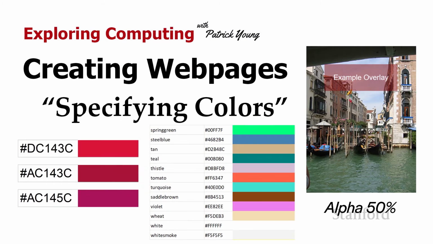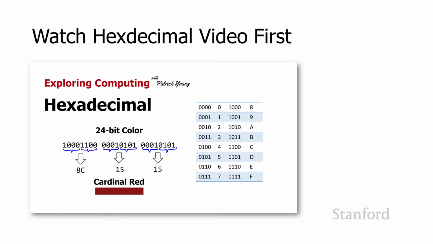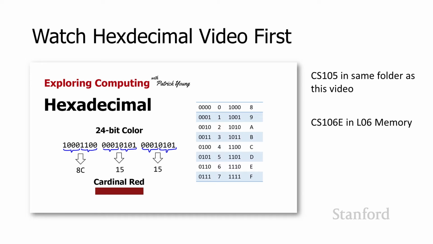Today's video is creating web pages, specifying colors. So if you haven't already watched the hexadecimal numbers video, watch that first. Hexadecimal numbers are critical to working with colors on web pages. For CS105 students, that video is in the same folder as this video. For CS106E students, we covered hexadecimal numbers last week in the LO6 memory lecture series.